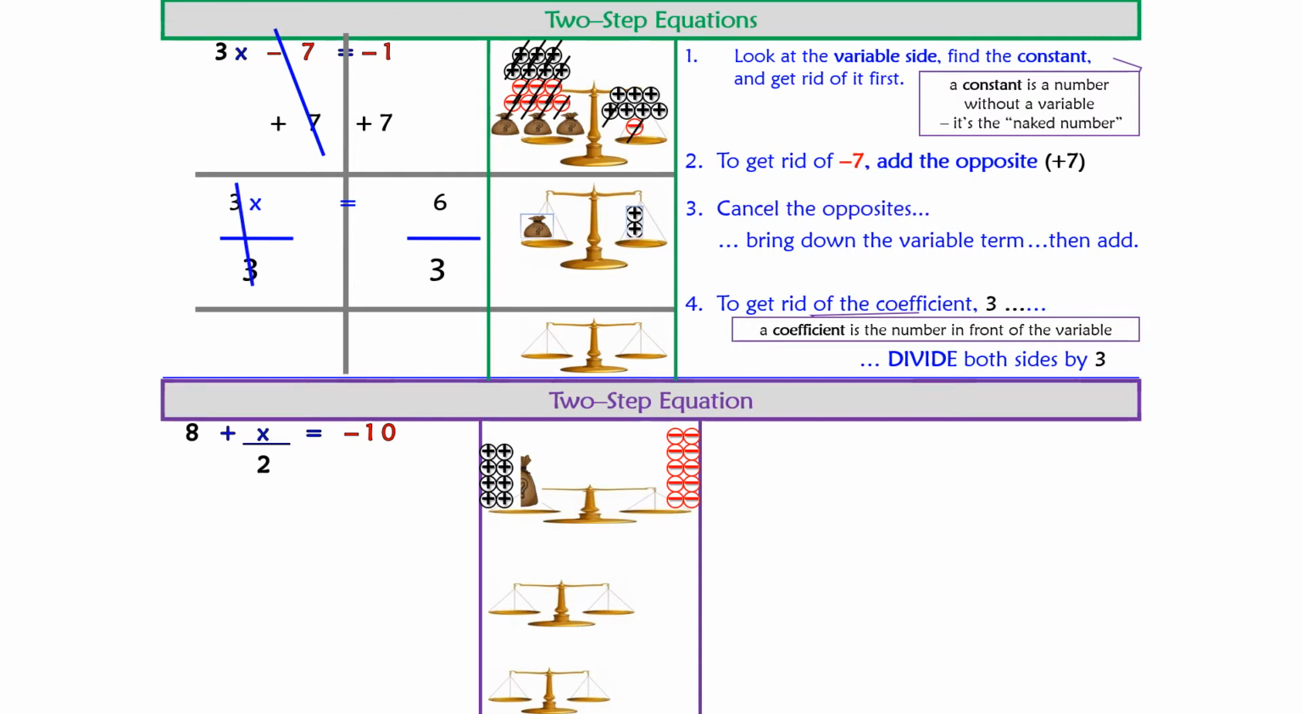So we're going to cancel the 3 in the numerator and the 3 in the denominator because, of course, they will divide out to be 1, and we'll be left with that 1x on the left. And now we're going to do some division on the right-hand side, and of course 6 divided by 3 is 2.